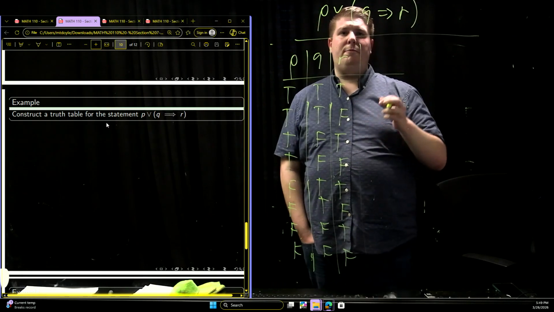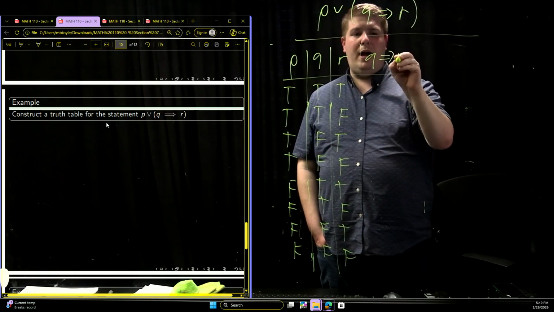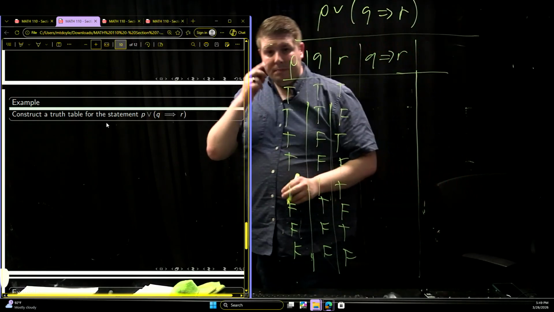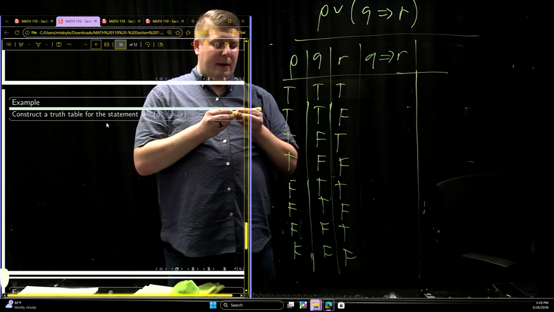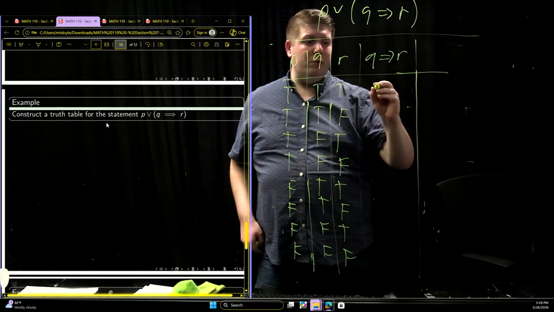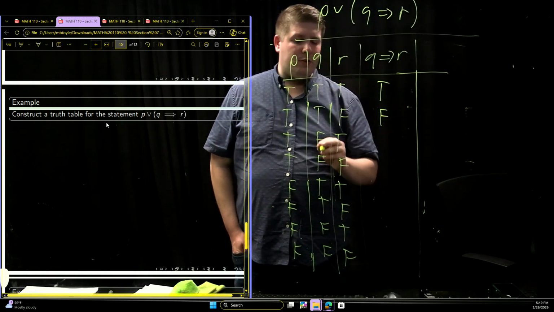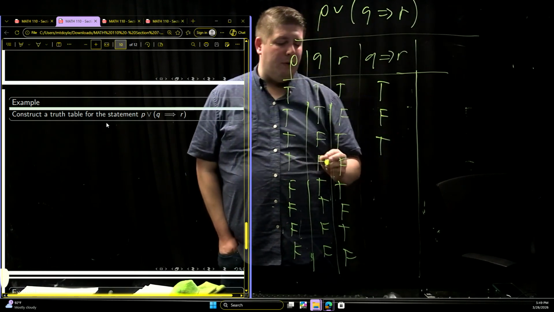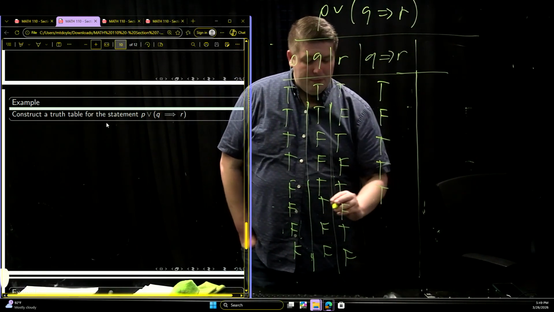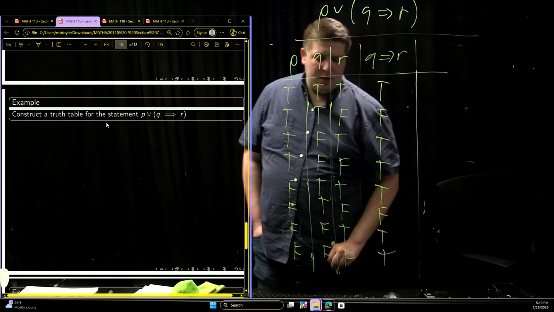Okay, so what do we want first? Well, we should do the parentheses first, right? Math tells us that. So we have this Q implies R. So we have true implies true. What is true implies true? True implies true is true. Then we have true implies false. That is false. False implies true. That is true. False implies false. That is true. True implies true is true. True implies false is false. False implies true is true. And false implies false is true.